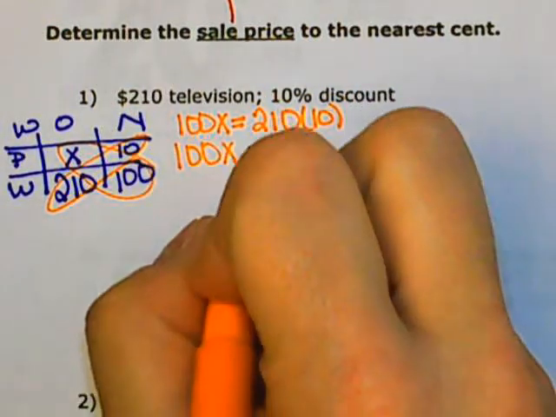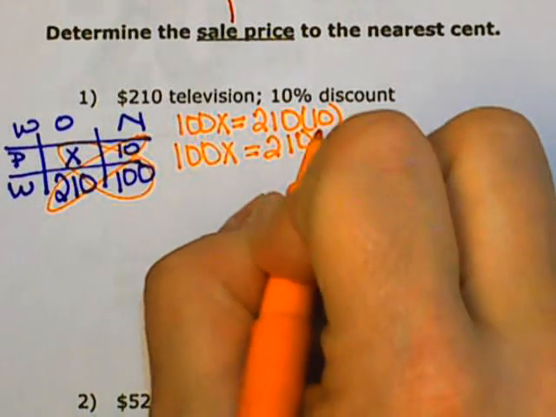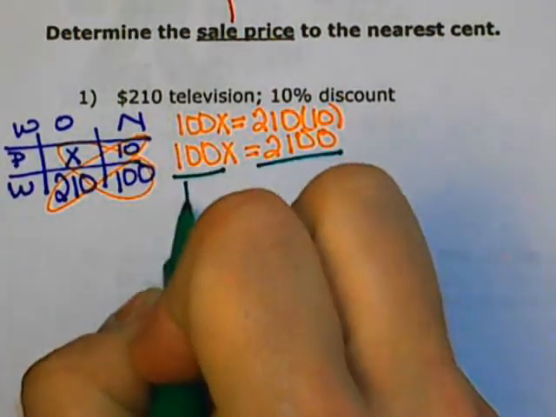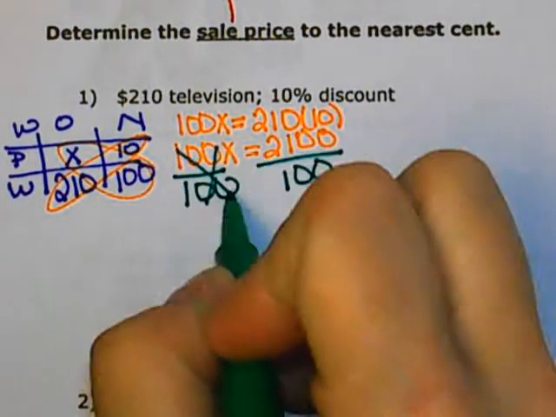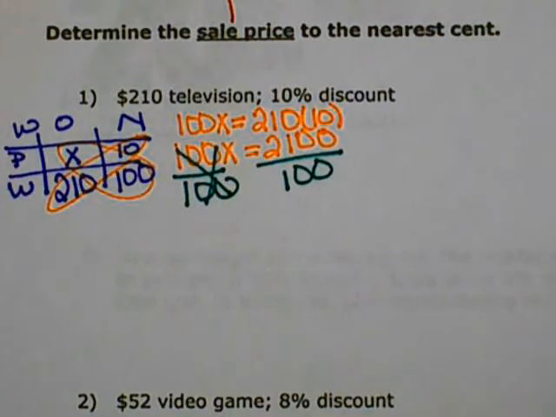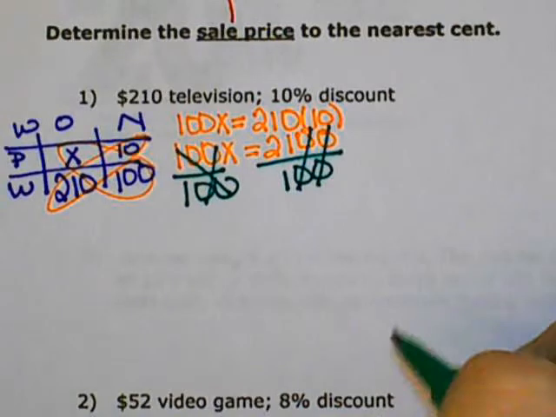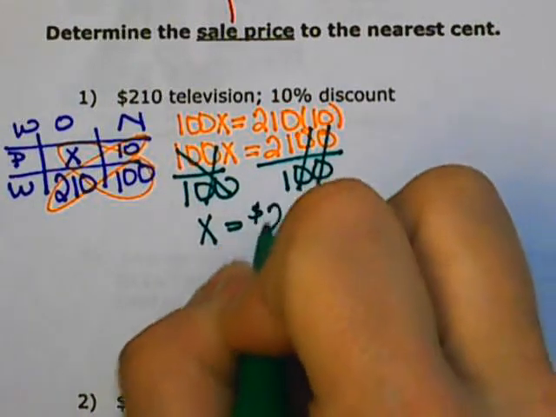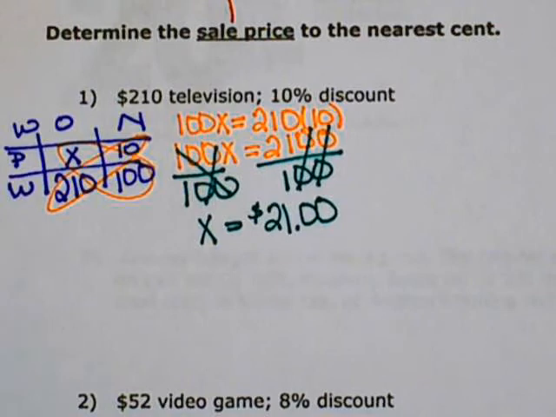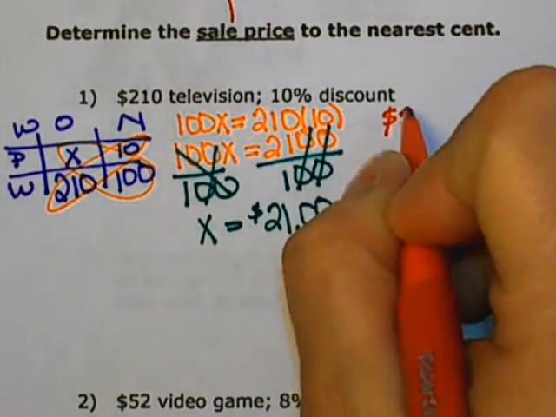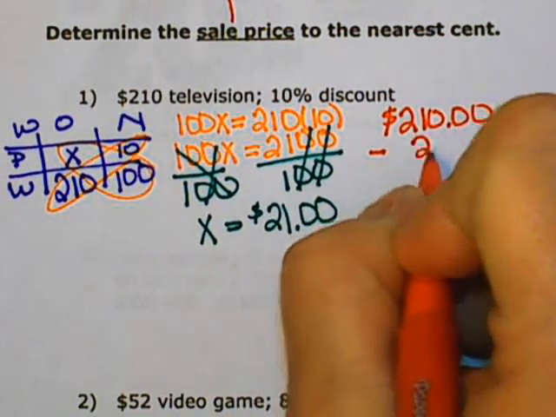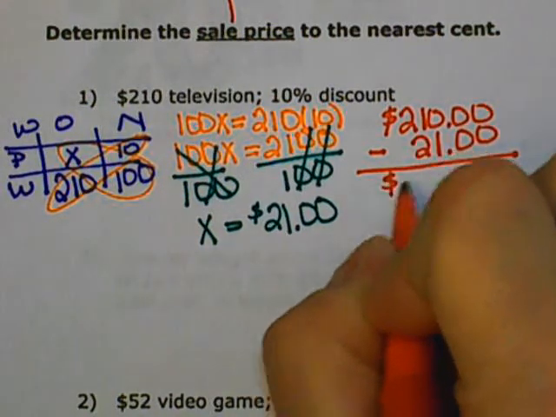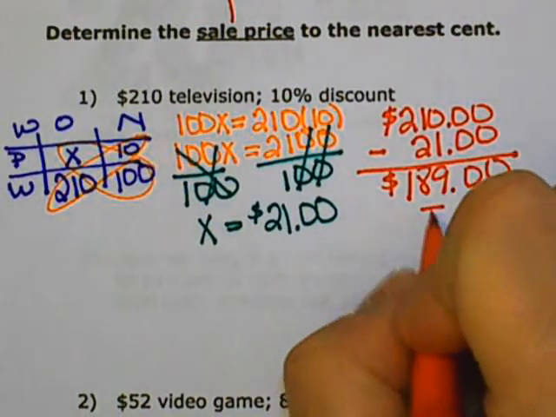We will solve: 100x equals 2,100. We will divide both sides of the equation by the coefficient of 100. Remember, when you divide a number by 100, it moves the decimal 2 times to the left. Therefore, the amount to be taken off will equal $21. We will subtract the $21 from the $210 television. The amount we will be paying is $189.